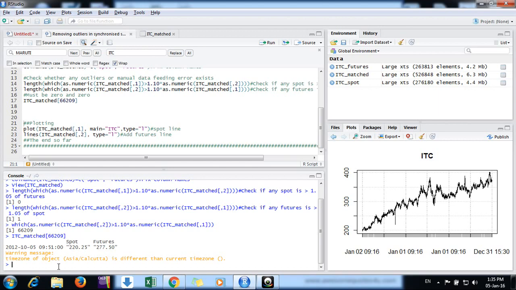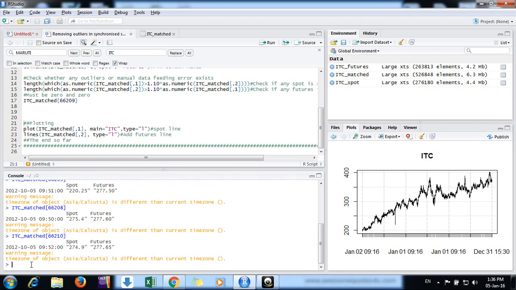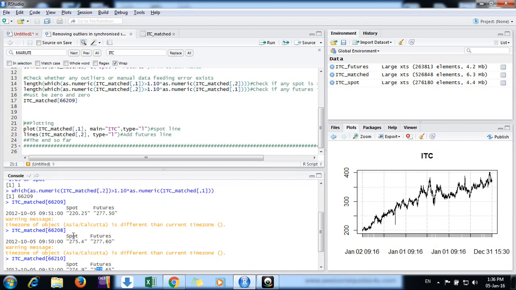We can check it. For this observation, we can see the prices one observation before were 275 and 277, and after, 274 and 277, so the difference is not more than 1%. How could this be possible? So what can we do? We can remove this.